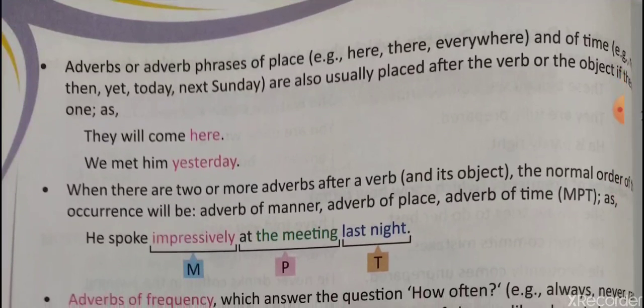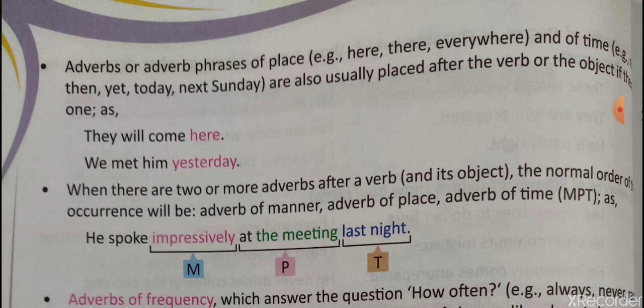Adverbs or adverb phrases of place, that is here, there, everywhere, and of time, yet, then, today, next Sunday, are also usually placed after the verb or the object if there is one. So, they will come here. We met him yesterday.